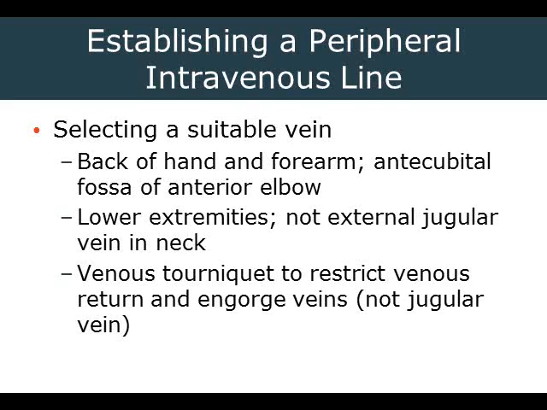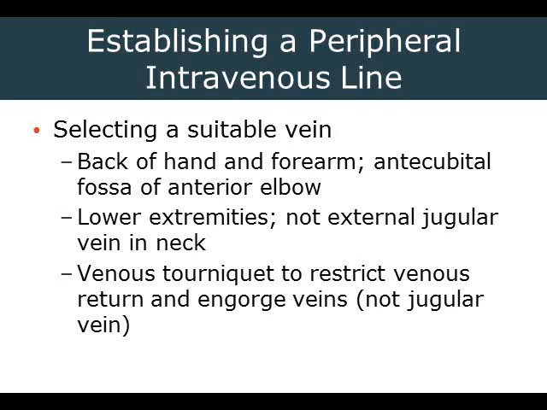You can look at the external jugular vein in the neck. They say no, but that is classified as a peripheral. Venous tourniquets will then be used to help restrict the venous flow and engorge veins. So not the jugular vein. We do not put a tourniquet around the patient's neck to slow that down. A little trick you can do though is, if you have a stethoscope, put it around their neck. It puts just a little light pressure on their neck and will help those veins pop up just a little bit.